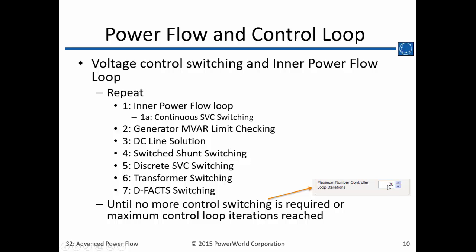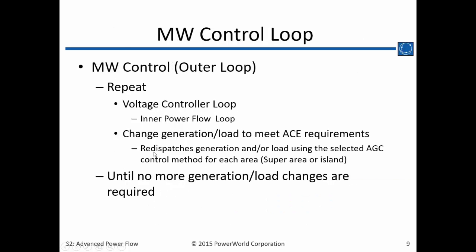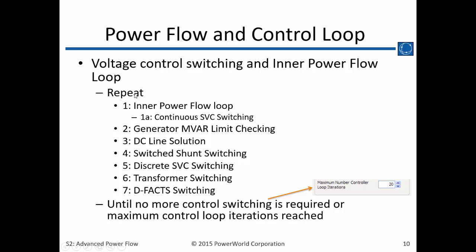You can adjust that in the simulator options if you want it to be something higher or lower, but it will solve this inner loop and middle loop or voltage control loop repeatedly until none of these 6 things are adjusted, or until this maximum number of control loop iterations is reached. Once it reaches this point when it doesn't need to repeat the voltage control loop, it goes back out to the megawatt control loop, checks the generation, makes sure that no generation needs to be adjusted. If it does, it adjusts the generation and comes back and repeats this process potentially up to 20 times again.